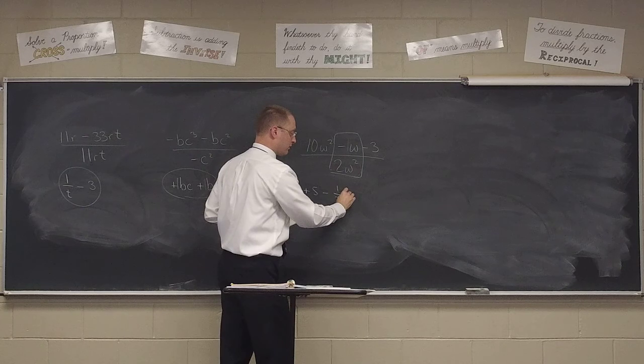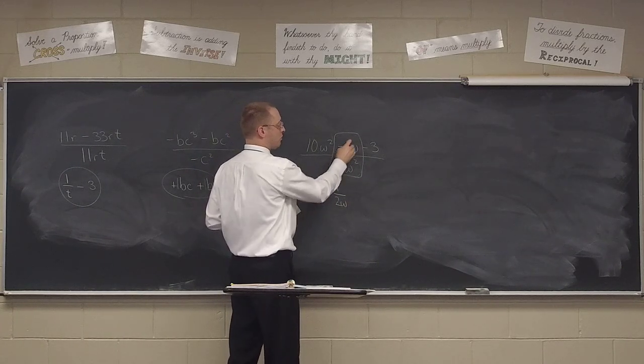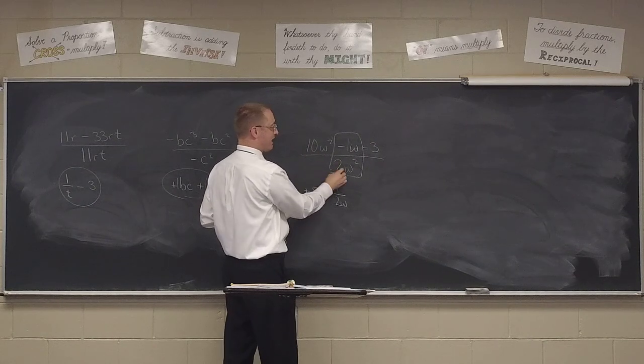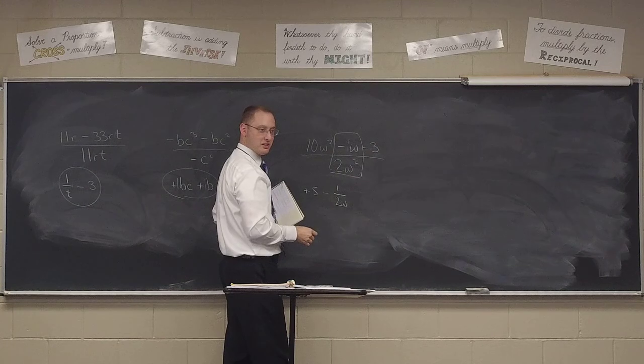I thought it was 2 divided by 1. You put it in the top. It's not 2 divided by 1, it's 1 divided by 2. This is 10 divided by 2. This is 1 divided by 2. This is 3 divided by 2. Does that make sense?